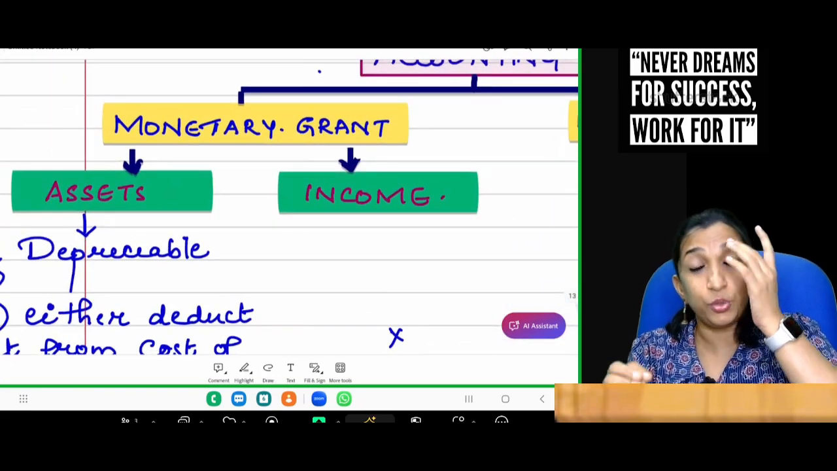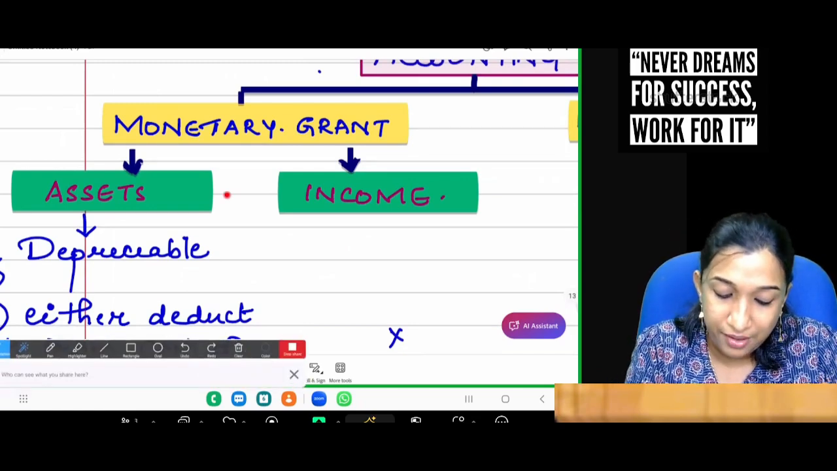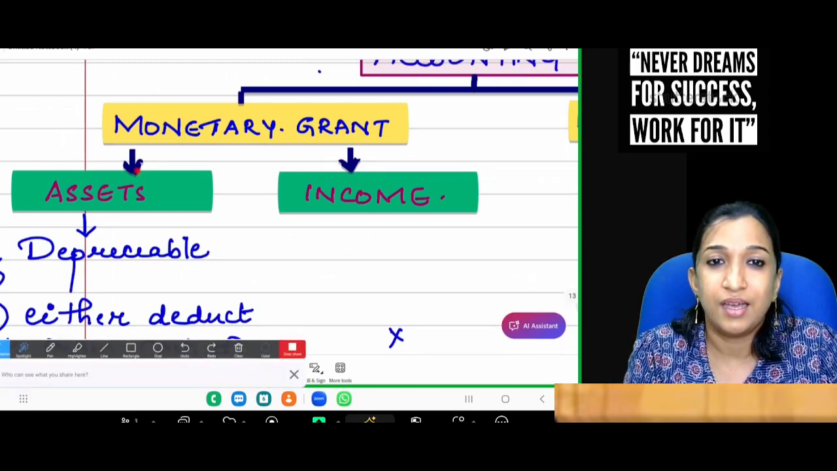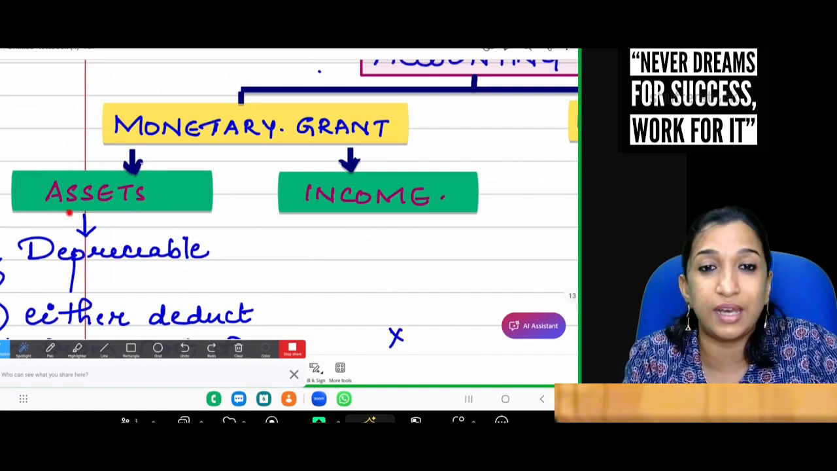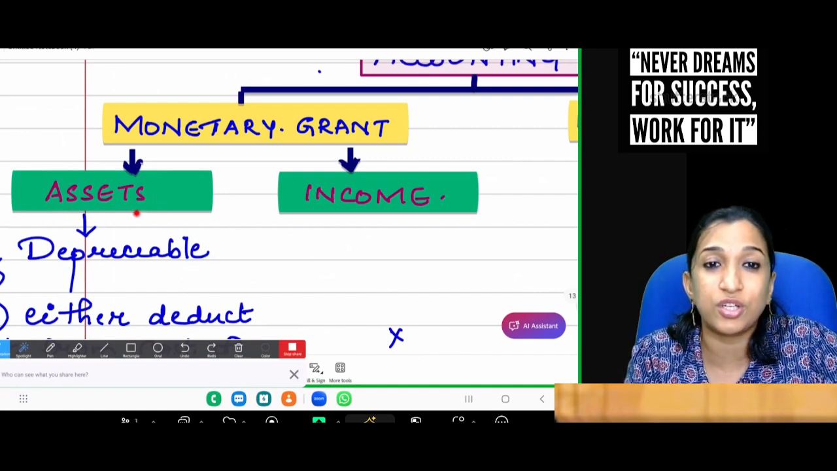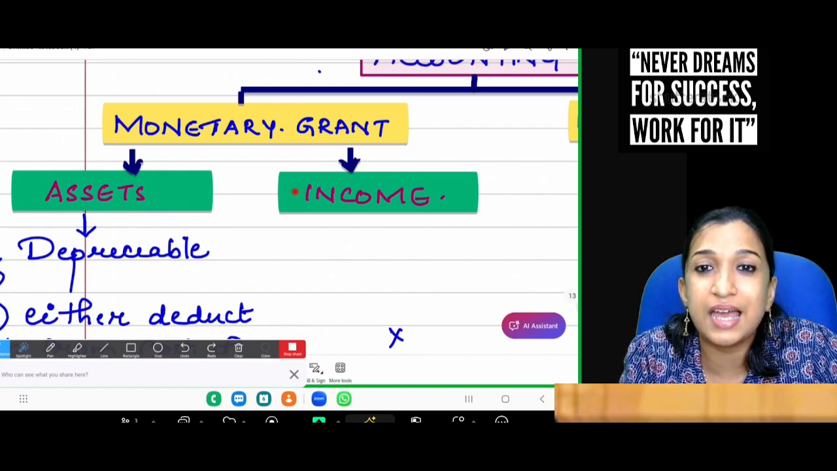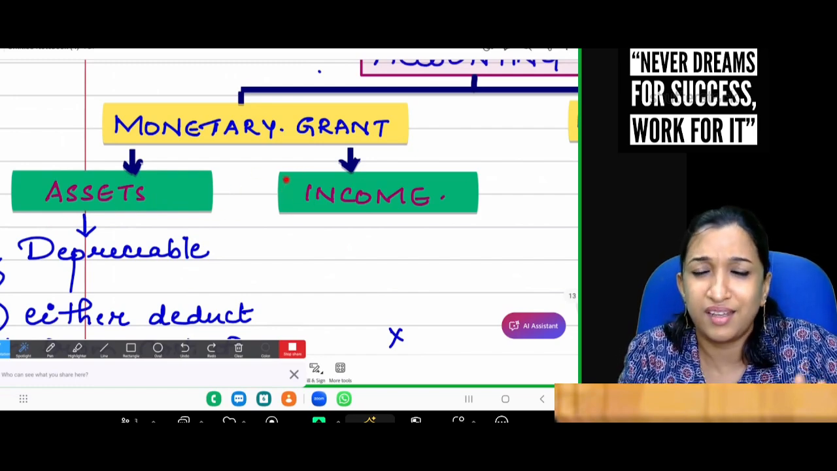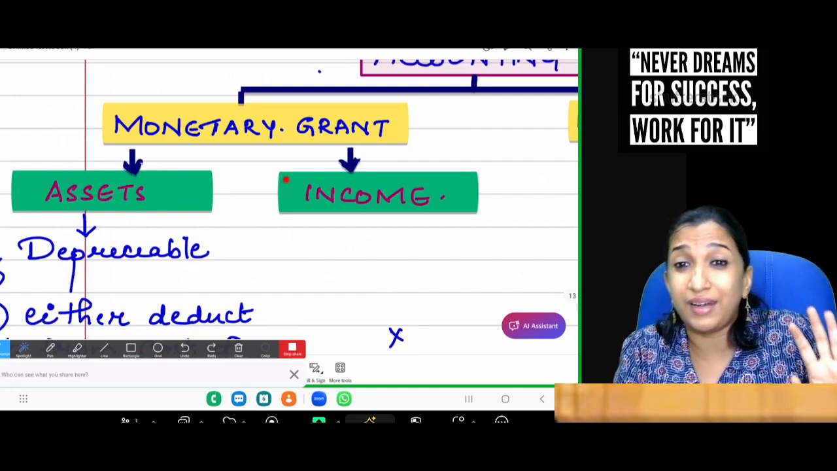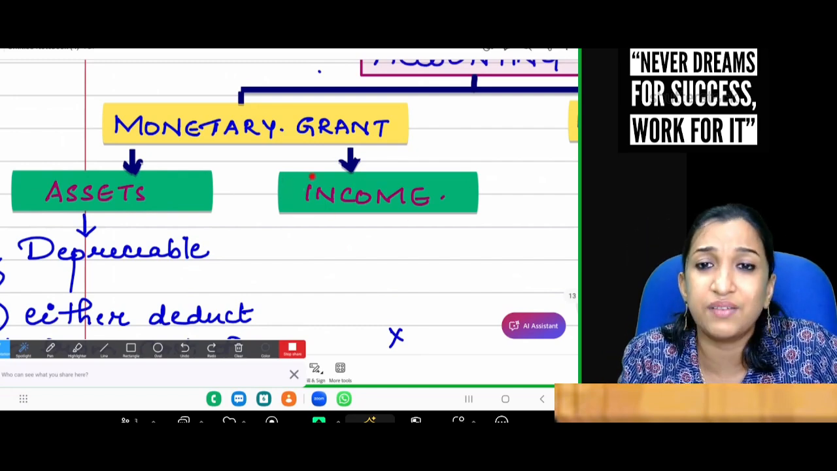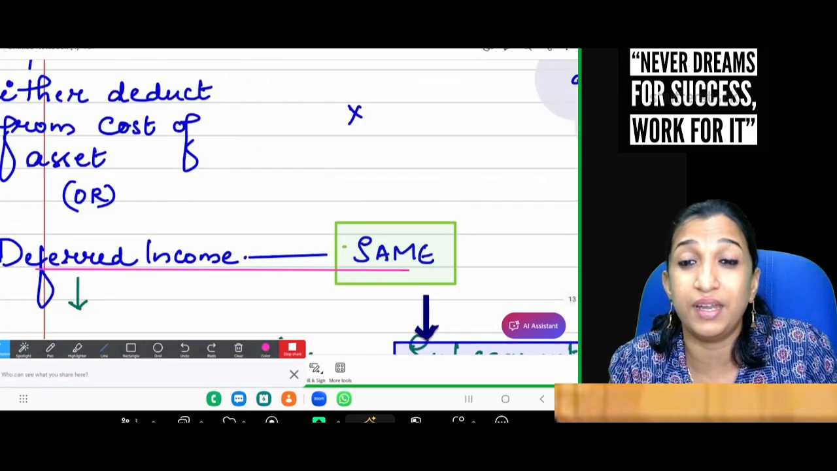Now, monetary grant related to income. So the question is, is the grant related to an asset, to acquisition and construction of an asset? No, the grant is not related to acquisition and construction of an asset. Then the grant will be categorized as an income related grant. That is, government has given you some grant to meet some expenses or to run the business. The only treatment is deferred income.